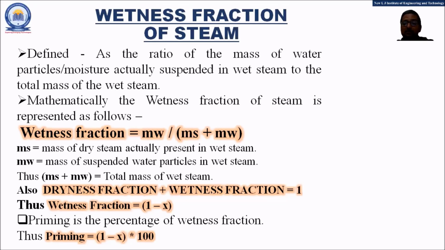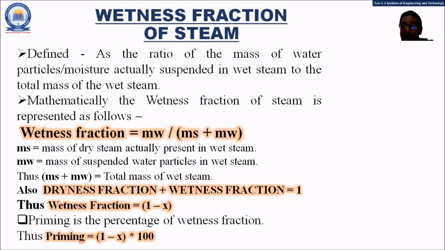Mathematically, the wetness fraction is represented as wetness fraction is equal to mw upon ms plus mw, because we are considering the mass of the suspended water particles. So mw upon the total mass of the wet steam, mw divided by ms plus mw, where the notations remain the same. Ms is the mass of the dry steam present in the wet steam, mw is the mass of the suspended water particles present in the wet steam, and the total, ms plus mw, is the total mass of the wet steam.